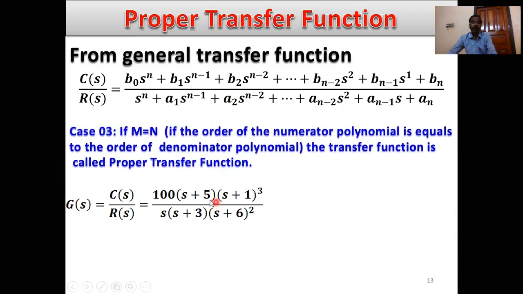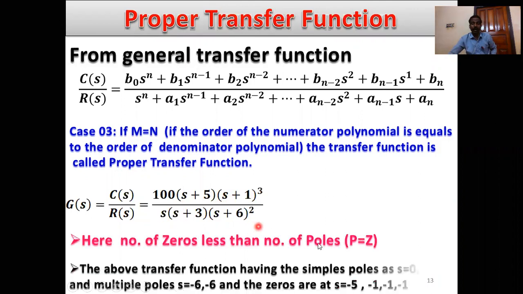In this case, the number of zeros, the numerator means zeros, is 4, and the denominator also has 4. So this is m equals n, and this transfer function is called the proper transfer function. And in this case, p equals z.